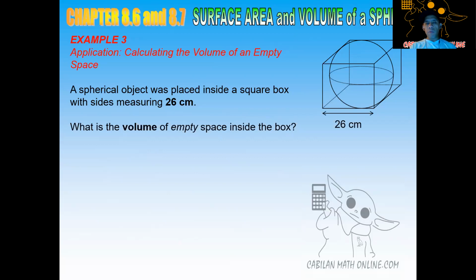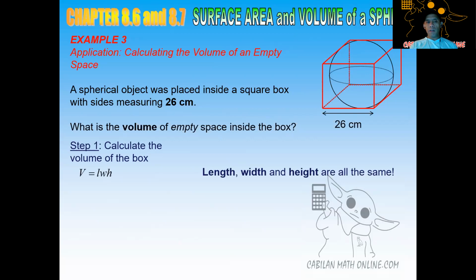So step number 1, we need to calculate the volume of the box. It tells us here that all 3 sides are exactly the same. So the length, width, and height are going to be 26. You just multiply those 3 numbers together, and that gives me 17,576 cubic centimeters. And this is again when all 3 sides are the same, that's just called a cube. All right, so that's step number 1.